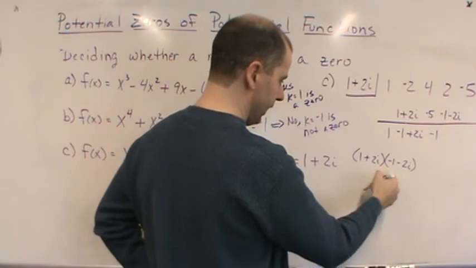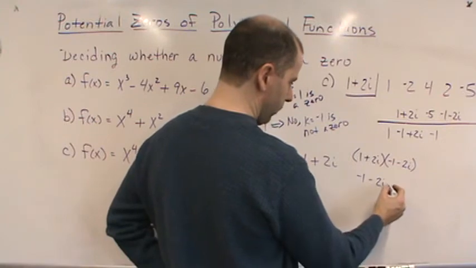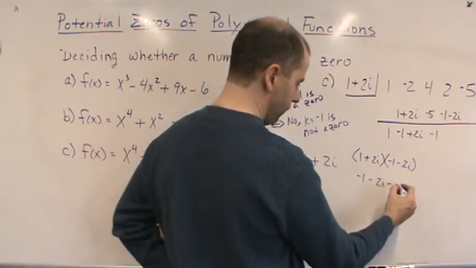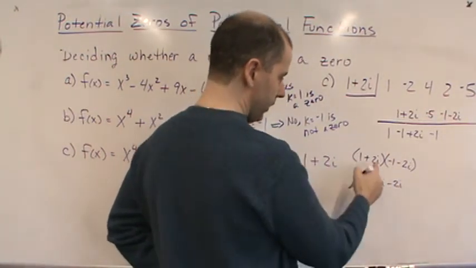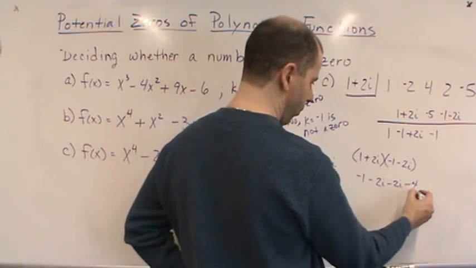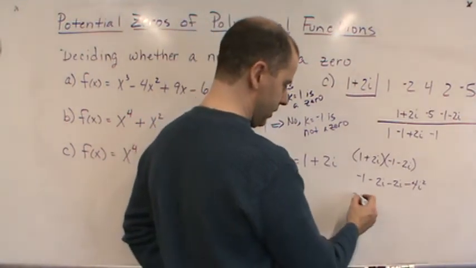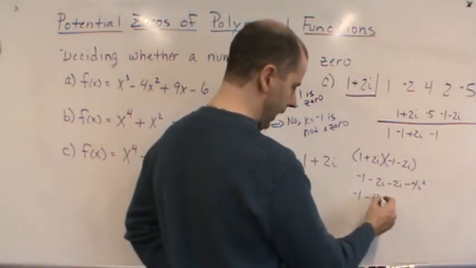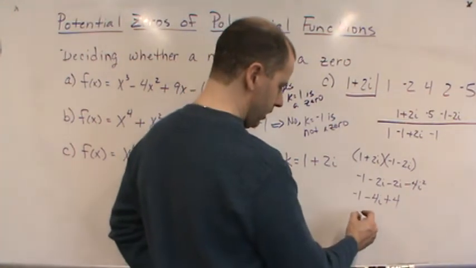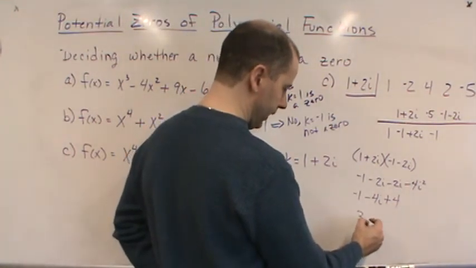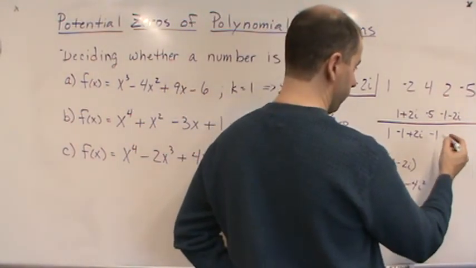So let's see what happens here. We're going to get a negative 1. Then we're going to get a negative 2i. Then we're going to get another negative 2i. And then we're going to get a minus 4i squared. Okay? Now this one's not going to simplify as easily. So this is going to be negative 1 minus 4i plus 4. So this is going to be what? This is going to give us a 3 minus 4i. So that's what we're going to get here.